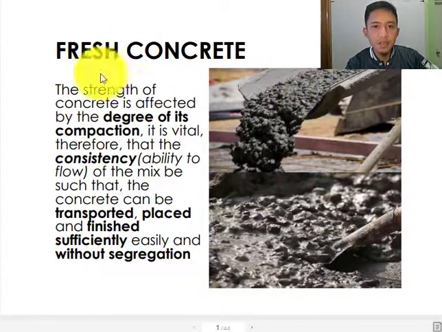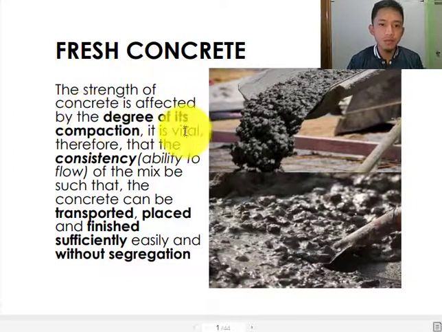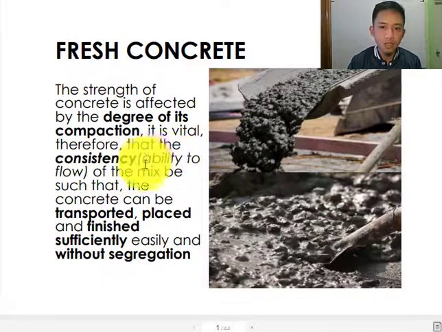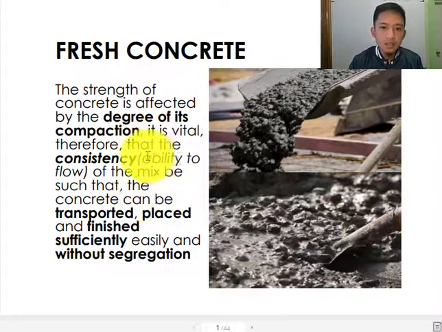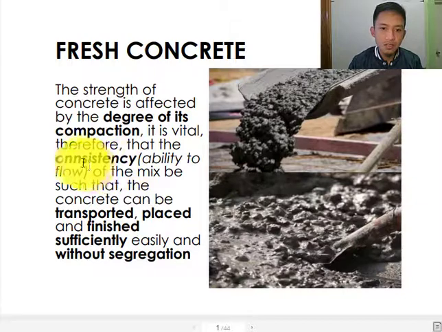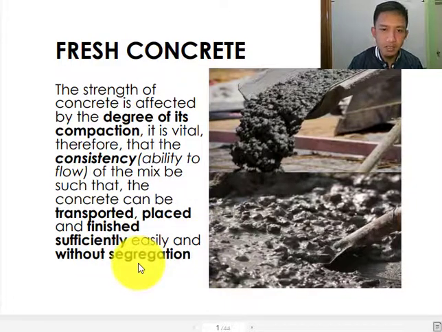So, fresh concrete. The strength of concrete is affected by the degree of its compaction. It is vital, therefore, that the consistency, or what we know as the ability to flow of the concrete mix, be such that the concrete can be transported, placed, and finished sufficiently easily and without segregation. So again, that is consistency, the ability of the concrete to flow.